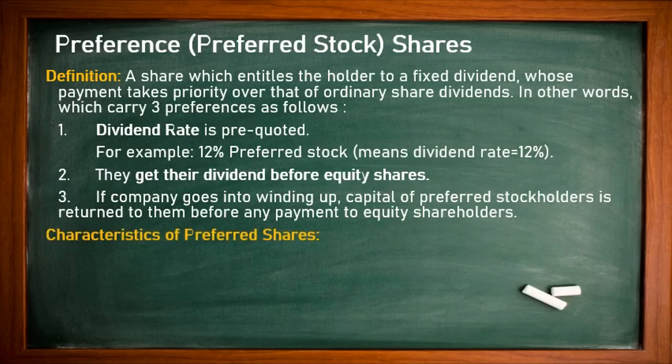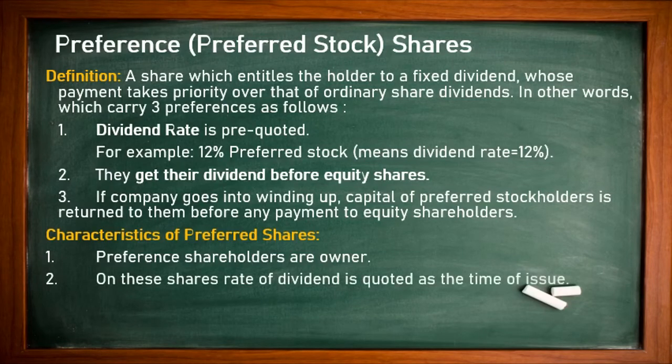Let's go for the characteristics of preferred stocks or preferred shares. Preference shareholders are the owners. Like common equity shareholders, they are also owners because both hold shares of the company. So both are known as owners. On these shares, the rate of dividend is quoted at the time of issue. The difference is only that preference shareholders have a pre-quoted dividend rate.